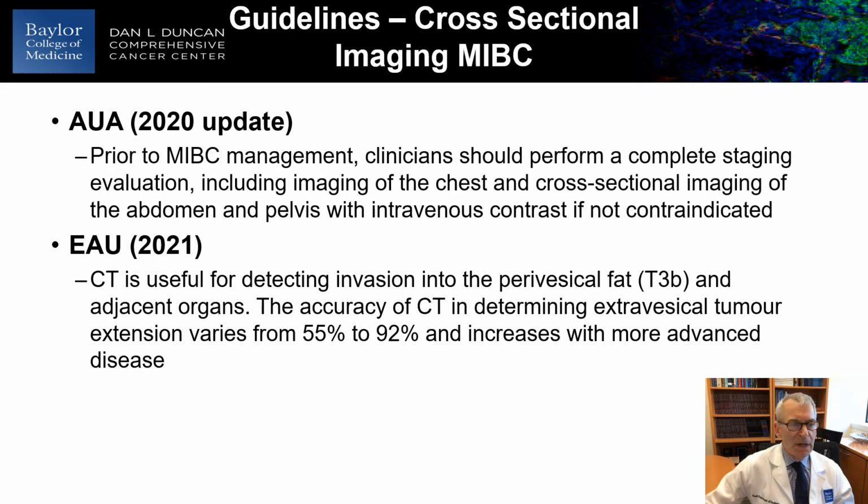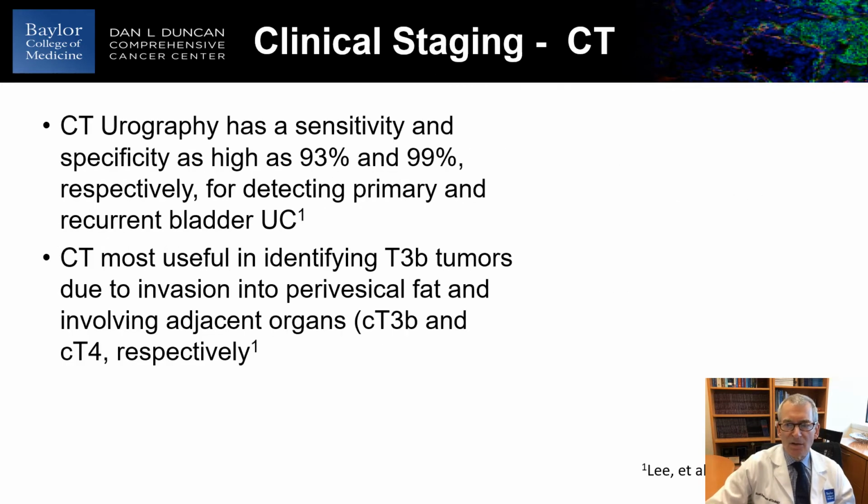So our major society guidelines address the role of cross-sectional imaging, and it's very clear that this is part and parcel of working up patients with muscle-invasive bladder cancer, and the primary utility may be to identify patients with locally extensive disease or T3B disease, and though the accuracy of this is really variable depending upon what paper you read, you can see it ranges from anywhere from 55 to 92%.